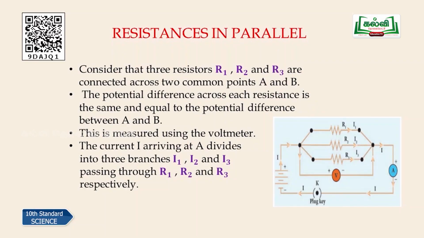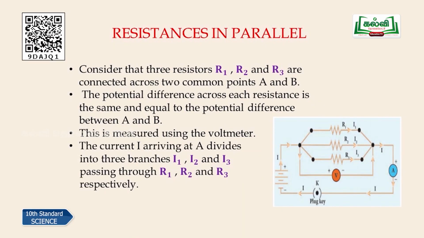Okay. Now, let us go to the concept of the resistance in parallel. Now, we are going to find the effective resistance when the resistors are connected in parallel. For that, I am going to take the 3 resistors like in series circuit, R1, R2 and R3. At a common point A and B, I have connected all 3 resistors in parallel as a loop.